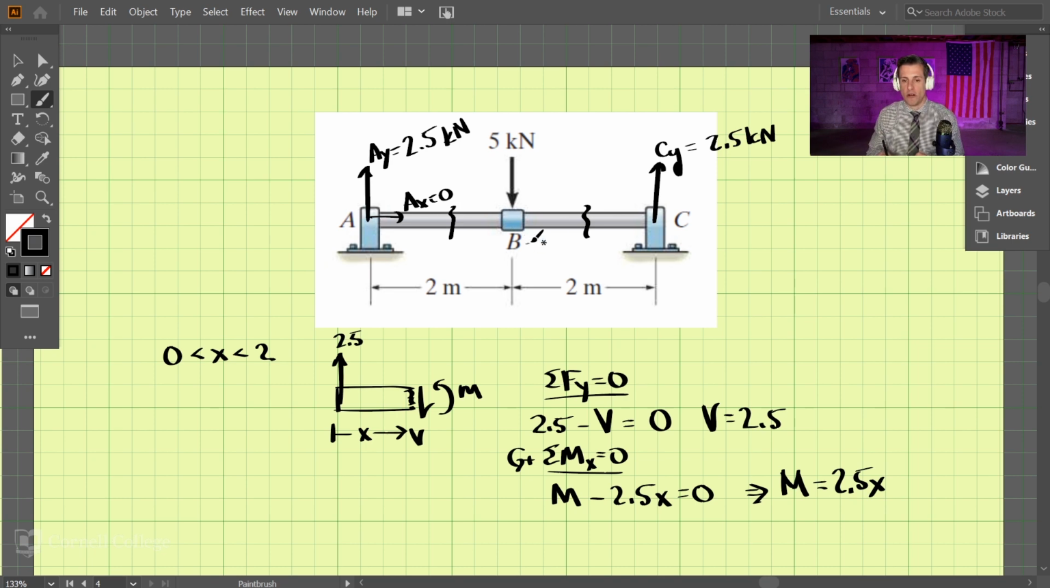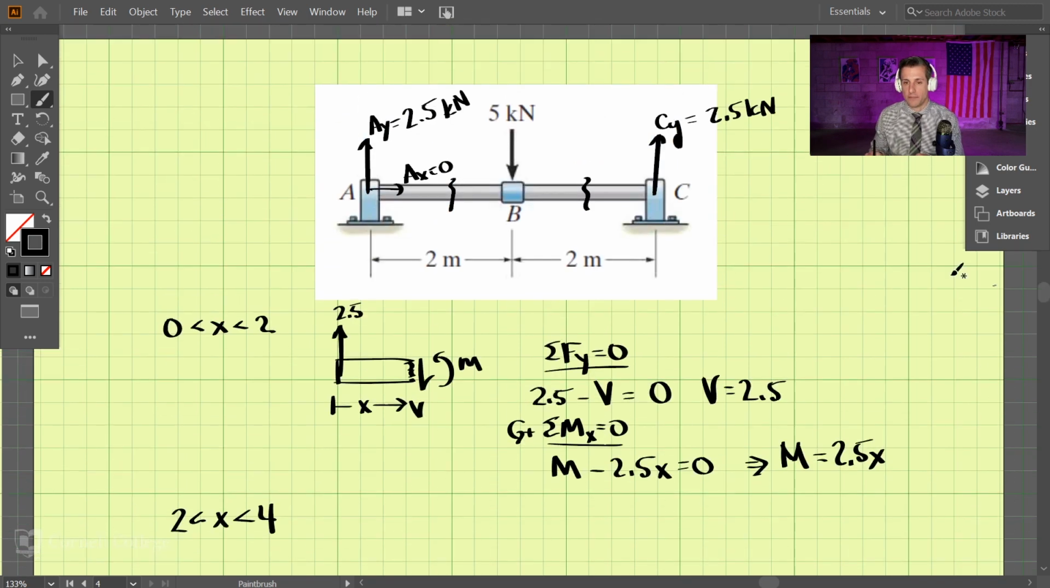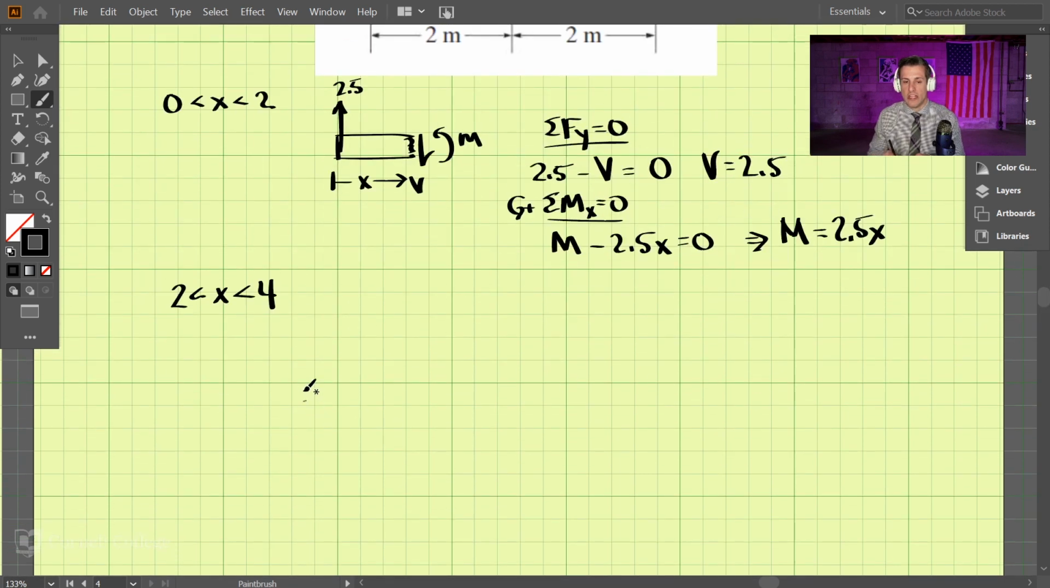Now we must solve for the equations in between B and C. So here we're going to say, these are the equations that apply for x between 2 and 4 meters. So we're looking at this part over here. To do this, we need to draw the entire left-hand side of the beam. So this time it's going to be a little bit longer.